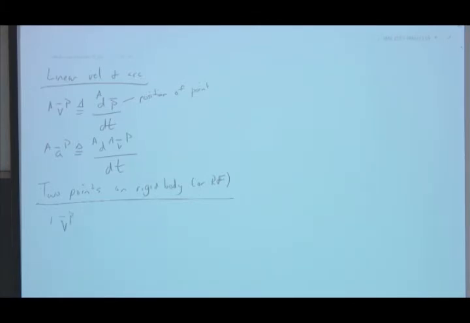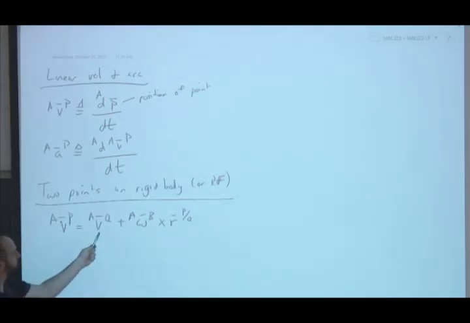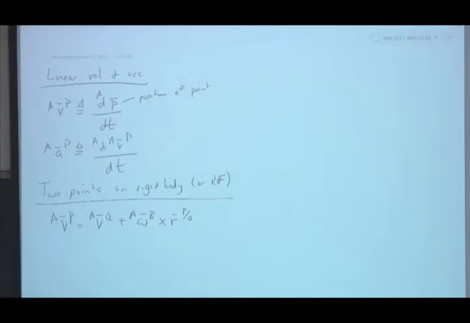The velocity of P in A equals the velocity of Q, another point fixed in the rigid body, B in this case, plus omega B in A crossed with R of P with respect to Q. So if P and Q are fixed in the same body, and you know the velocity of Q, all you need to do is compute this to find the velocity of P in A.